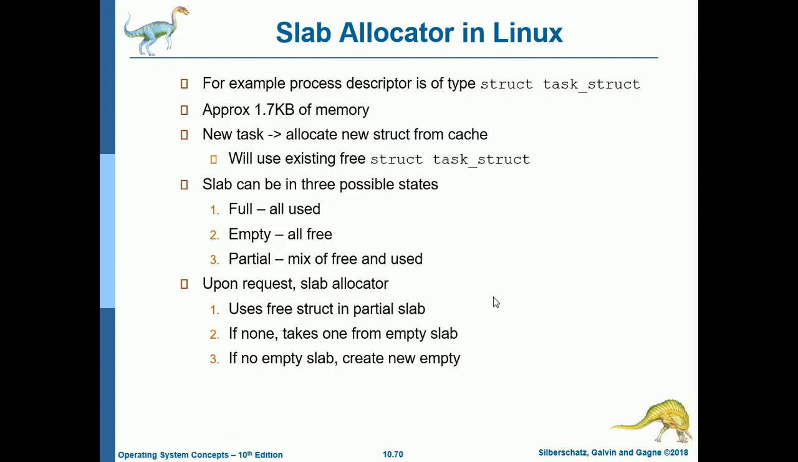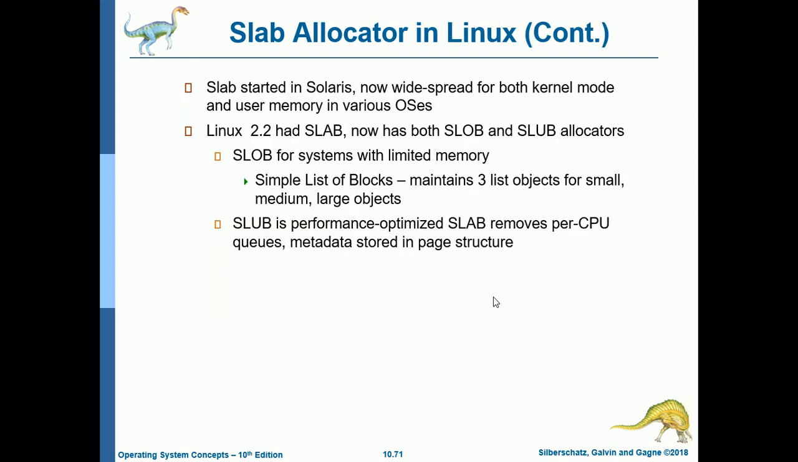Okay, the slab allocator in Linux. For example, a process descriptor is of type struct task_struct, approximately 1.7 kilobytes of memory. For a new task, allocate a new struct from the cache, using an existing free struct task_struct. A slab can be in three possible states: full, which is all used; empty, all free; and partial, a mix of free and used. Upon request, the slab allocator, number 1, uses a free struct in a partial slab. Number 2, if none, takes one from an empty slab. Number 3, if no empty slab, creates a new empty one.